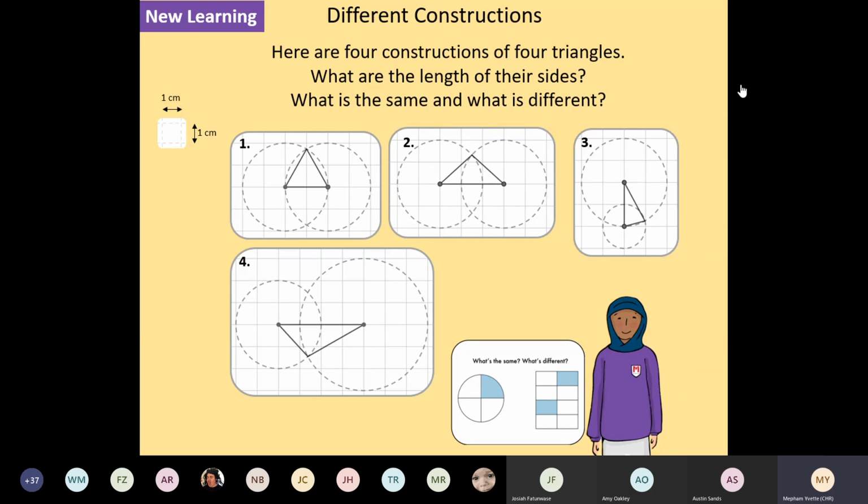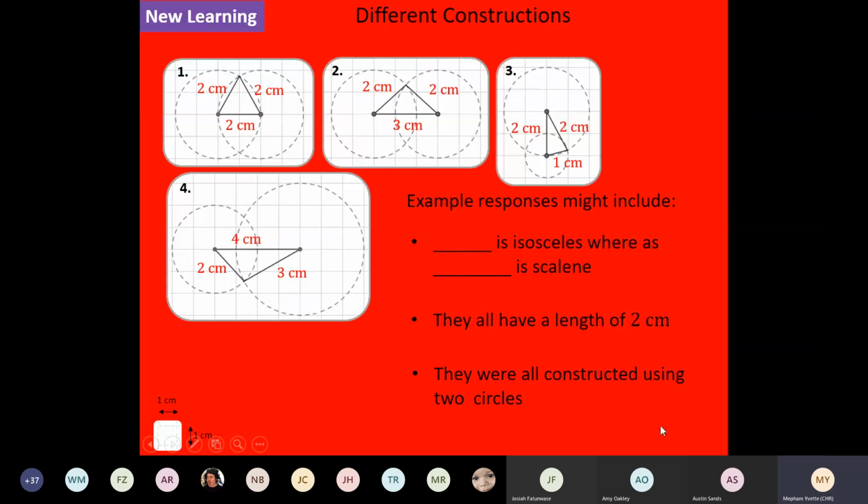Okay, time is up. Unfortunately the chat box has been deactivated, but I am really excited to see what answers you email me, because I'm pretty sure that your answers are going to be much better than mine. But I'm going to go through what the side lengths are first and foremost. You should be able to see here that we've got 2 centimeters in question 1 for each side. We've got 2 sides of 2 centimeters and 1 side of 3 centimeters in question 2, and you can read for yourselves questions 3 and 4.